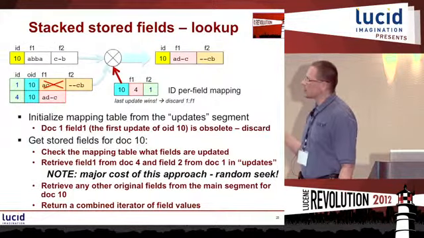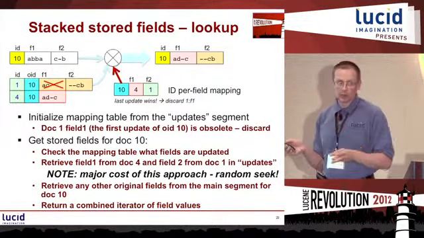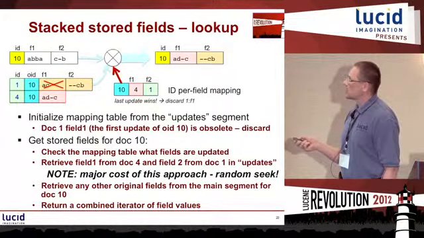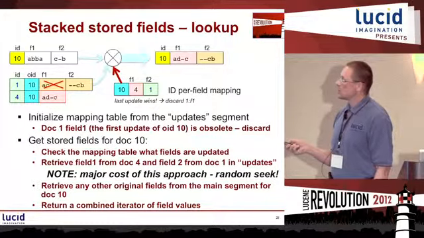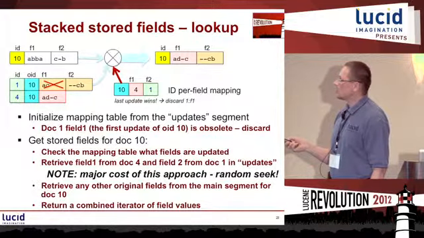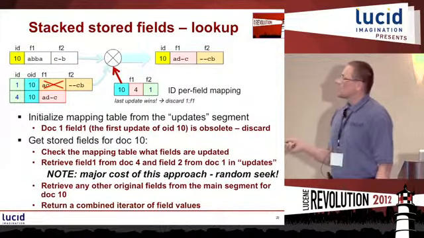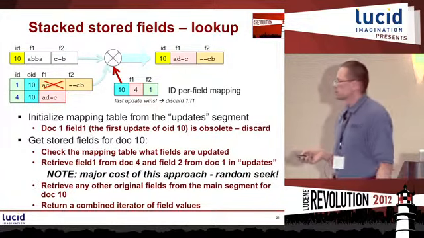So let's take a closer look at how this works on an example of a single document. The previous slide could have been confusing. So we have document number 10 with these two fields. And for document number 10, as you remember, we had two updates. We decided that we made a mistake here and we updated the field once again. So in this mapping table, we have the information that document number 10 has updates for field 1 and field 2. So we initialize this mapping table first when we open the segments.